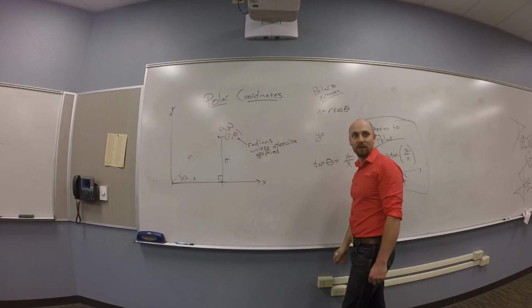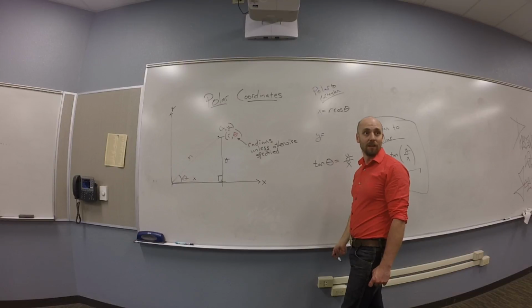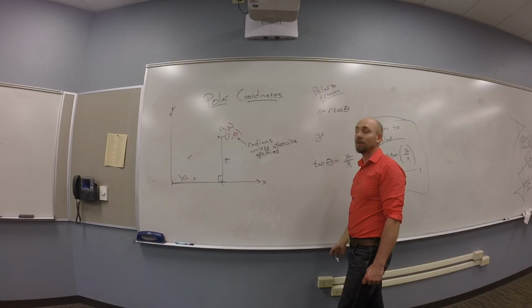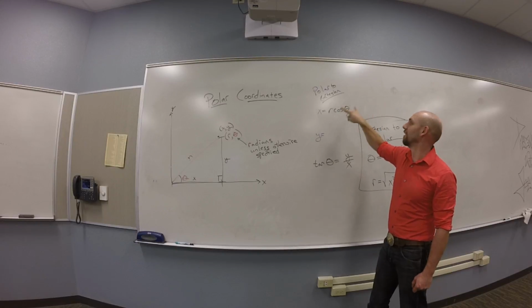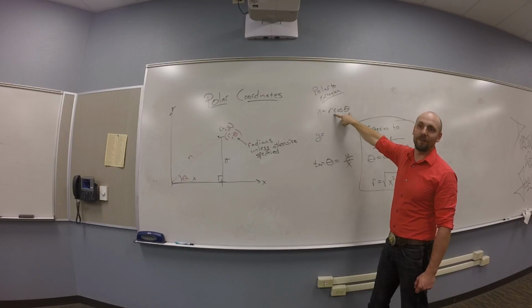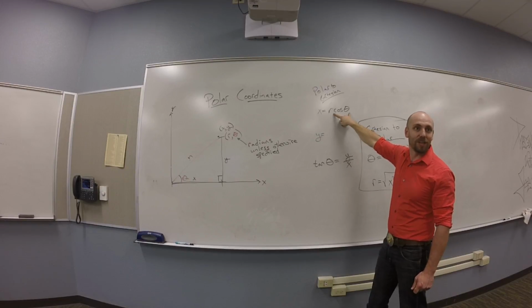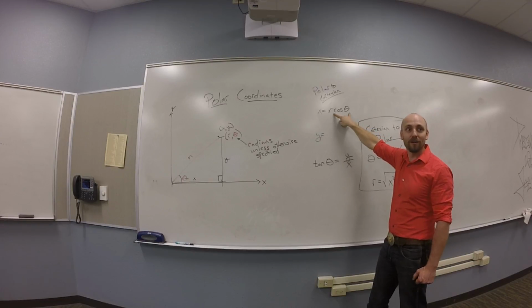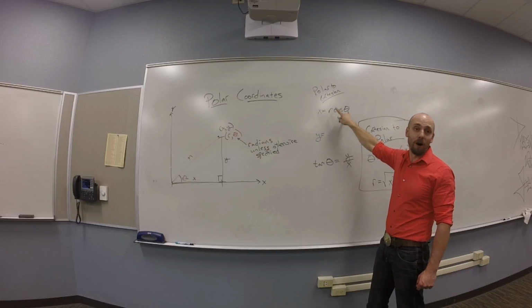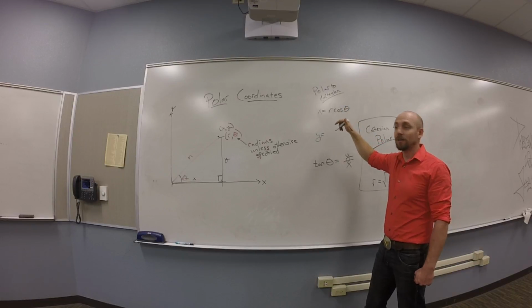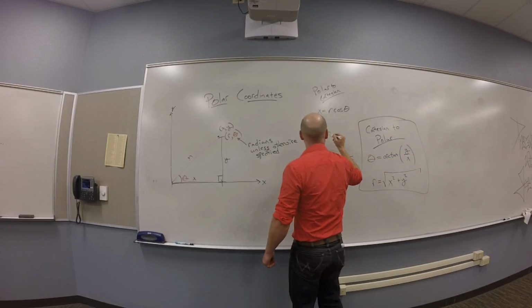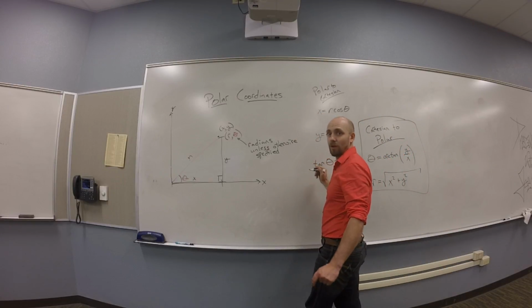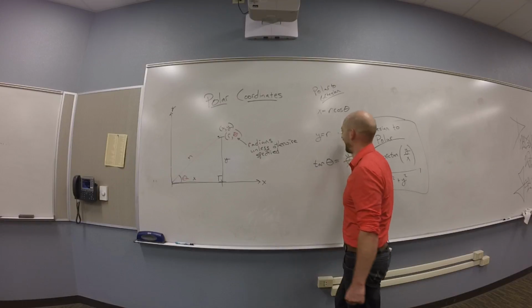Why's the r in there? Because cosine theta equals x over r. I said the cosine is the adjacent over the hypotenuse. That's an x over r, and then I multiply both sides by r. So x is r cosine theta. And the y then is r sine theta.